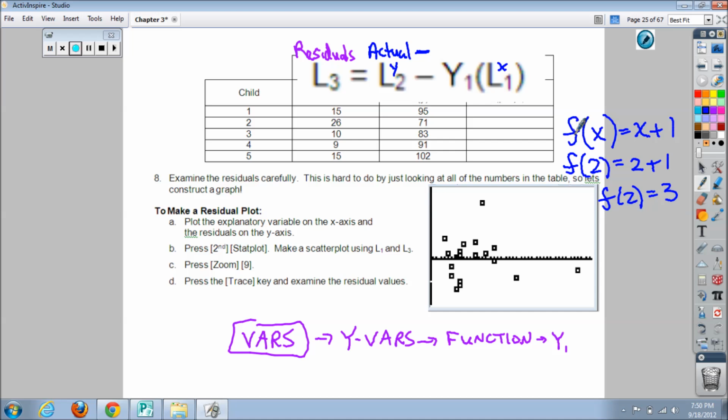It's that same type of thing. It's that instead of saying f of x, we're saying take your y1, which was your predictor, your regression line, and take all of these x values in list 1, plug them into the regression line, and figure out what predicted value you would get for y. So this command in your calculator is going to take all those predicted values, subtract them away from the actual values, and there will be all of your residuals here in list 3.